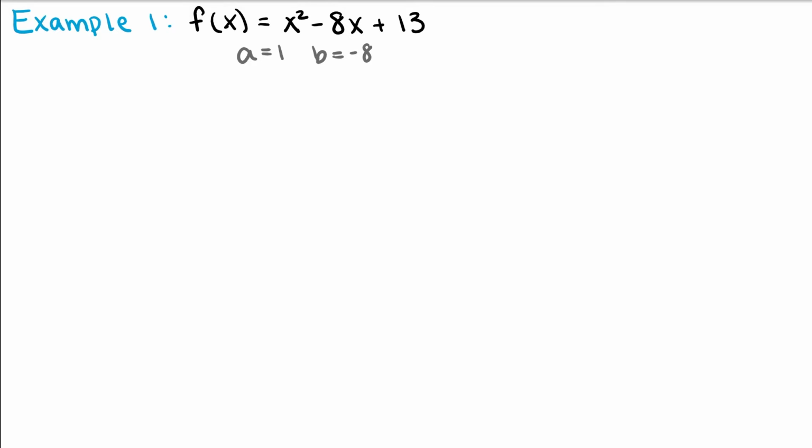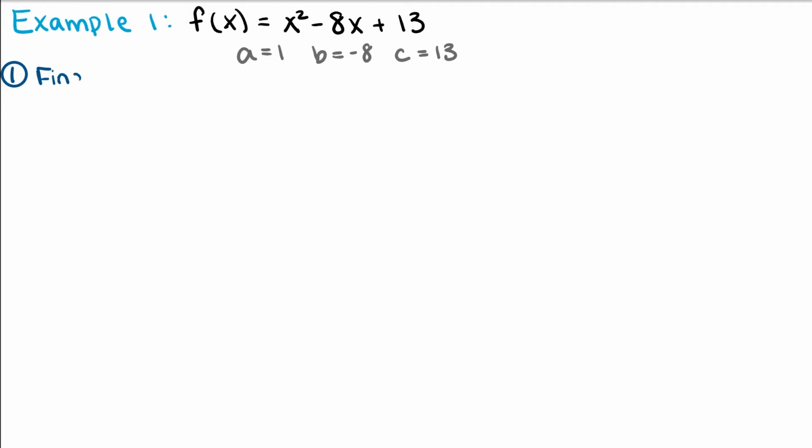Let's look at an example. Let's take f of x equals x squared minus 8x plus 13. Before we jump into finding the different features in our parabola, let's first identify our a, b, and c terms. A equals 1, b equals negative 8, and c equals 13.